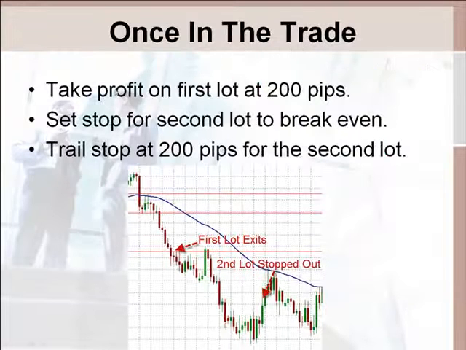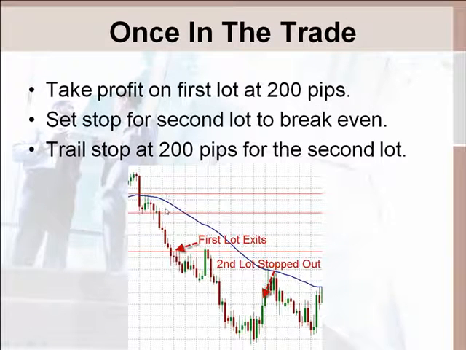And then once you're in the trade, you're going to take profit on the first lot at 200 pips. So assuming that the trade goes in your favor, and hopefully it does, you're going to set a take profit level on one lot at 200 pips. And when you get your first lot taken out and it's profitable, we're going to set the stop for the second lot to the break-even point.